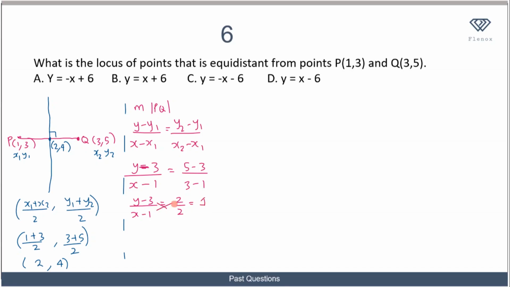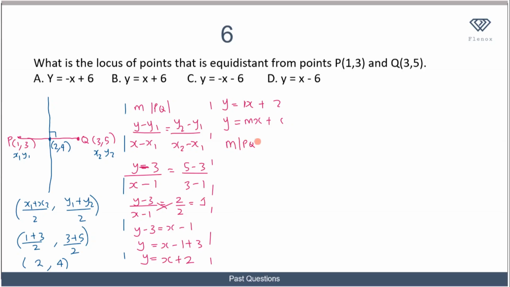So if I cross multiply, I have y minus 3 is equal to x minus 1. If I bring this 3 over here, I have y is equal to x minus 1 plus 3. So I have y is equal to x plus 2. So the equation of line PQ is given as what? y is equal to x plus 2. Now if I compare it to the general form of the equation, y is equal to mx plus c, I can see that the coefficient here is 1. So the slope of line PQ is given as what? Is 1.